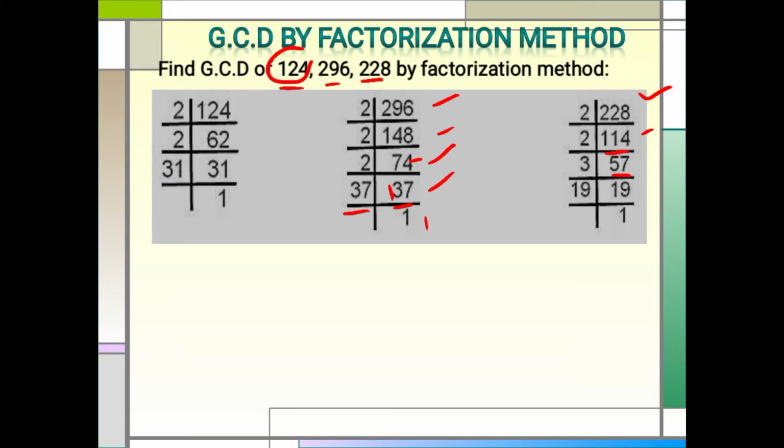So 57, you can try to resolve it with 3. So 3 into 1 is 3, and 3 into 9 will become 27. Now last you have 19, and 19 is a prime number, so obviously you will divide it with 19 again, and 19 into 1 is 19. So these are the prime factors of your given number.